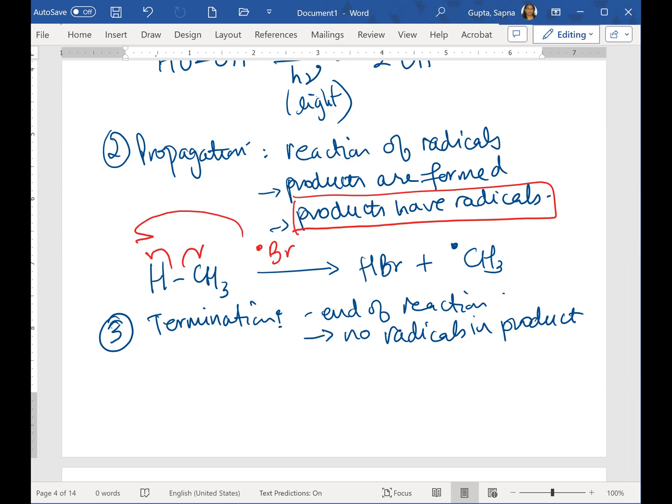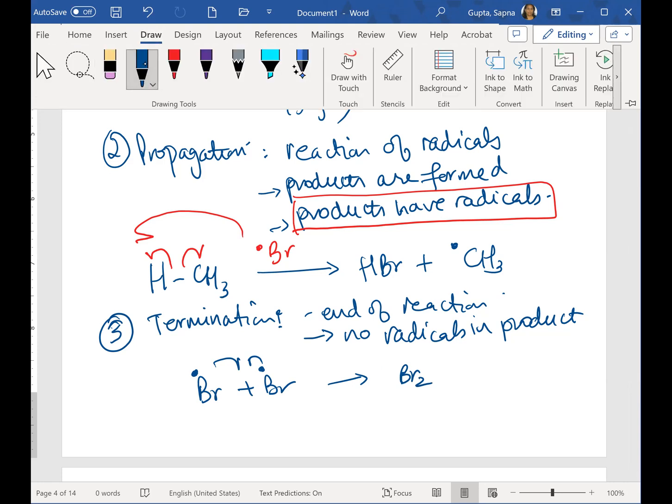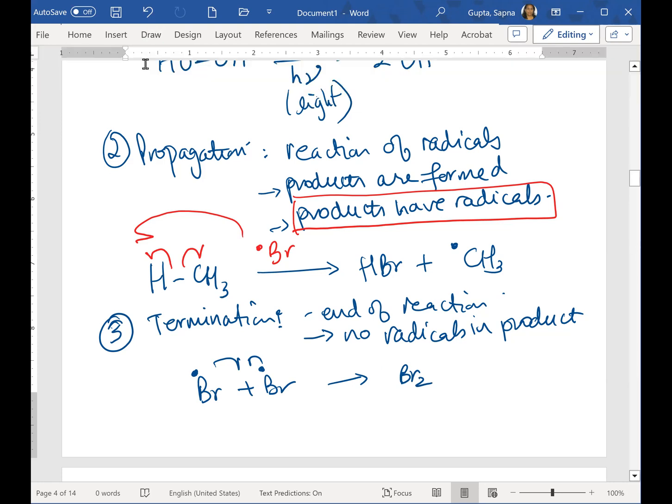So how do we do this? This is the reaction I'm talking about. If you take Br radical and Br radical, they're both going to react with each other. In the end, you get the Br2 back, but there is no radical anymore. Okay, so the products on the right-hand side now have no radicals in them.